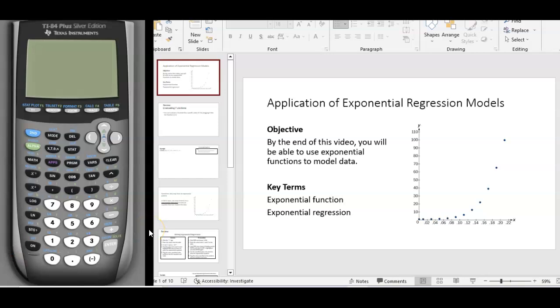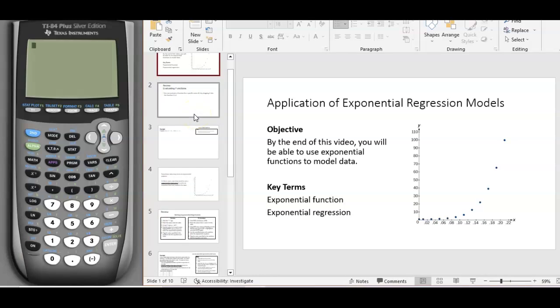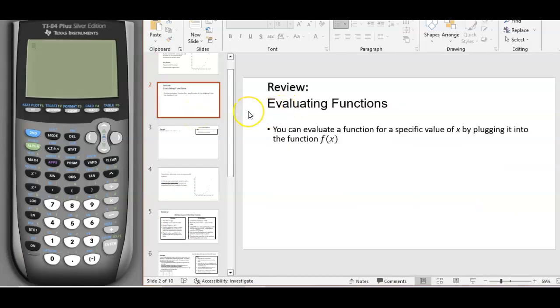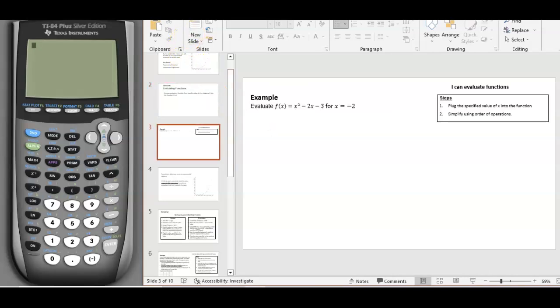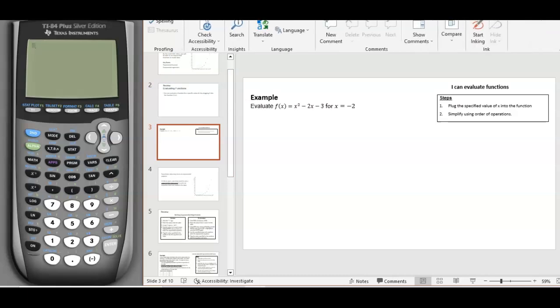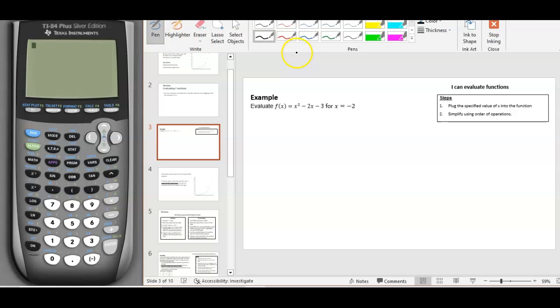So in this video, we're going to talk about how to use exponential functions to model data. So remember, we can evaluate functions at a specific value of x by plugging it into the function f of x. So for example, if we want to evaluate f of x equals x squared minus 2x minus 3 for x equals negative 2, what we can do is take that x equals negative 2 and plug it into our function. So this is going to become f of negative 2.